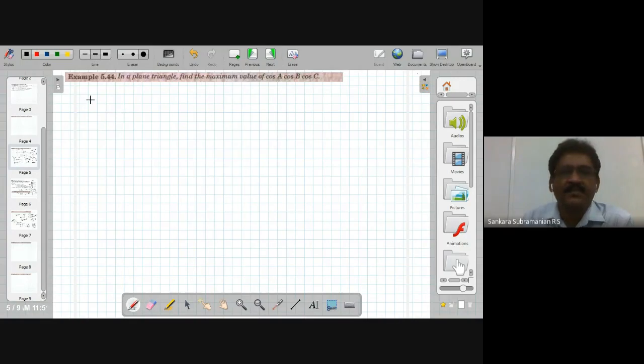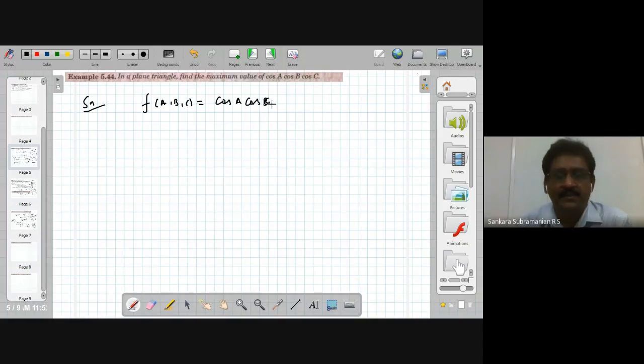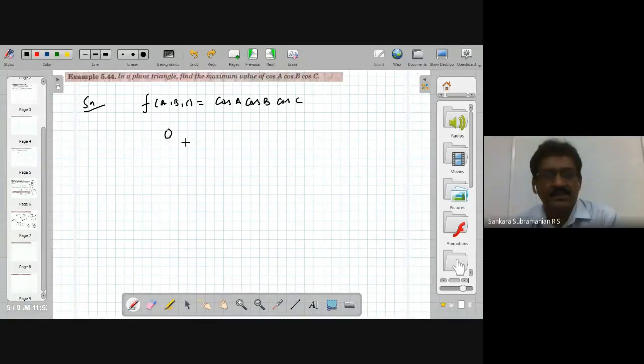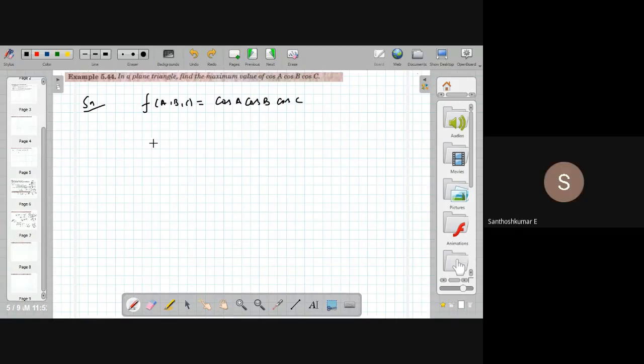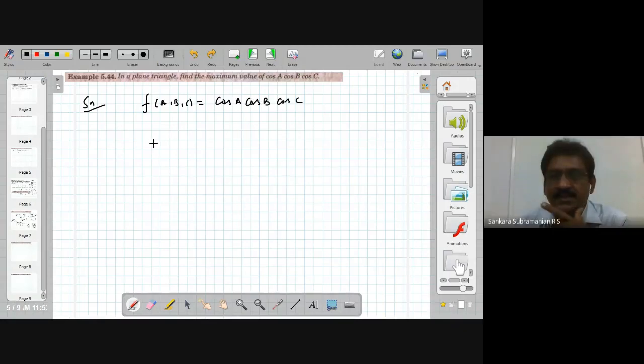Okay, what is the objective function? F of A, B, C equal to cos of angle A, cos of angle B, and cos of angle C is the objective function. What is the condition function? Somebody tell.